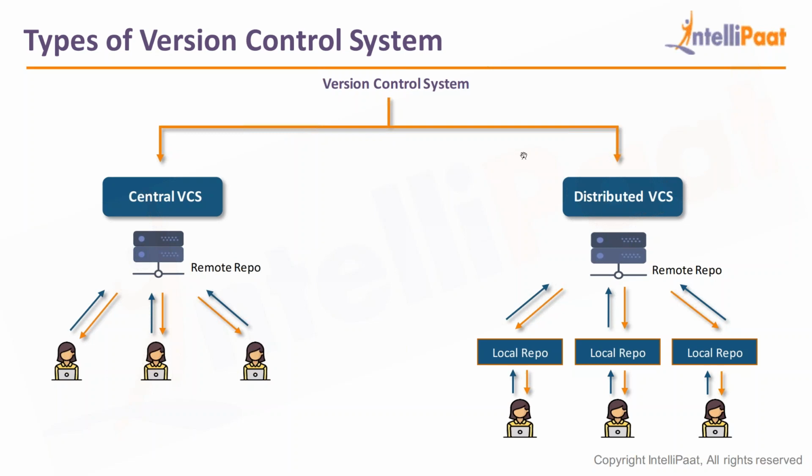Fine. So I was talking about central version control system, and the next one is distributed VCS. These days, whenever it comes to version control system, we are unknowingly using distributed version control system. You will be having a remote repository, maybe on GitHub, GitLab, or Bitbucket, but you will also be having a local repository. Whenever you clone, whenever you download the repository from the remote repository, you make a local repository on your system. You make a local copy of the data.